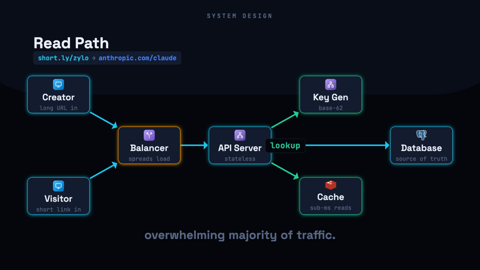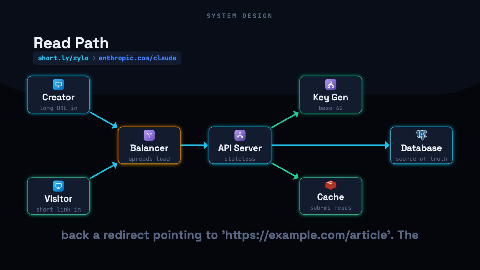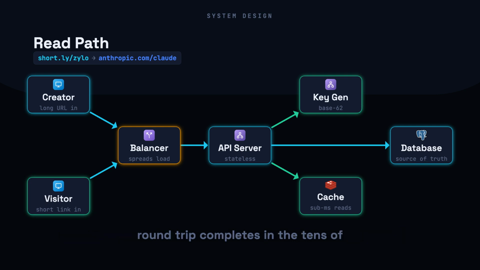On a cache hit, the API sends back a redirect pointing to https://example.com/article. The visitor's browser follows it, and the whole round trip completes in the tens of milliseconds.